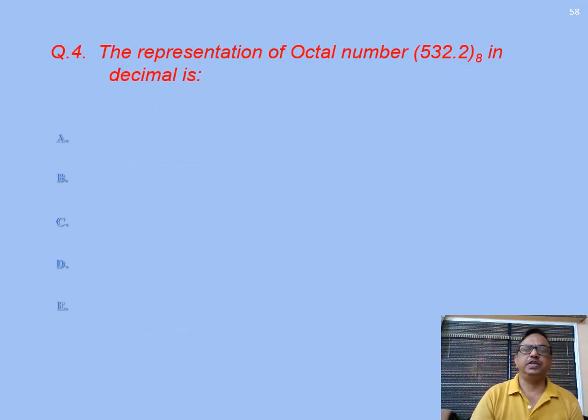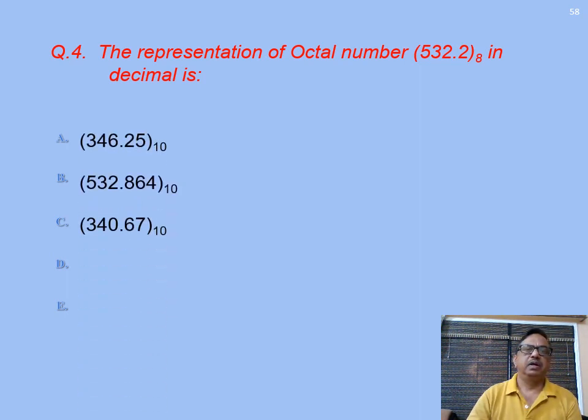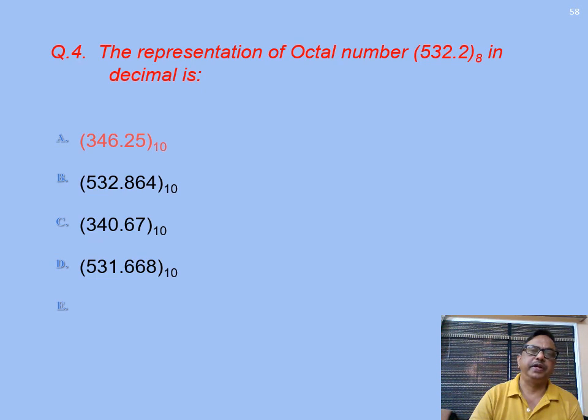Well, the next question is for you. You have to solve it. The representation of octal number 532.2 in decimal number is, you have to tell the answer, which is in these four multiple choices. What you have to do is give the positional values, the positional weights, multiply every digit by its positional weight, and add them. You will get your result, and your result is here, option A.